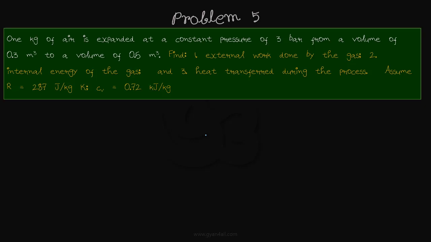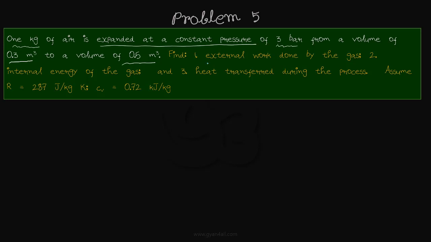Now the problem number 5, let's study this. 1 kg of air is expanded at a constant pressure. Whenever it is said that it is expanded at constant pressure, that means the process is a constant pressure process. Expanded at 3 bar pressure from a volume of 0.3 meter cube to a volume of 0.5 meter cube. So volume changes from V1 to V2, 0.3 to 0.5. Pressure remains constant at 3 bar.